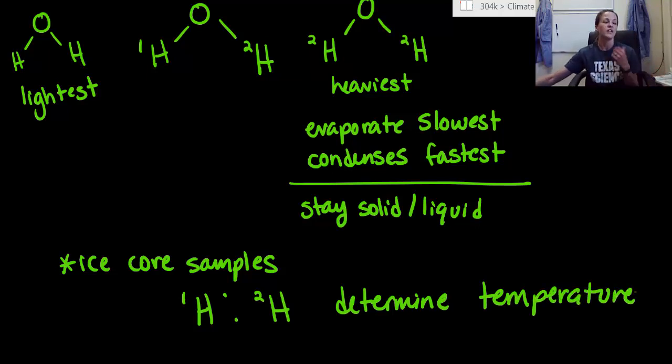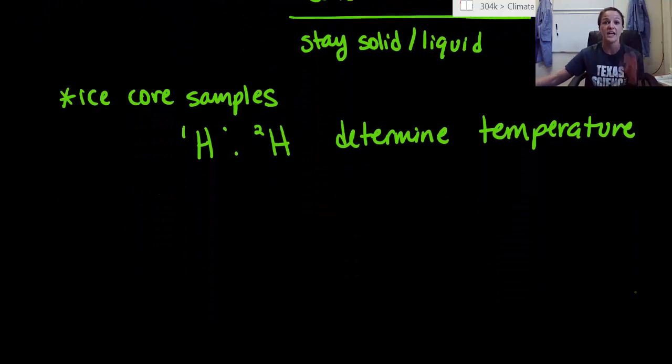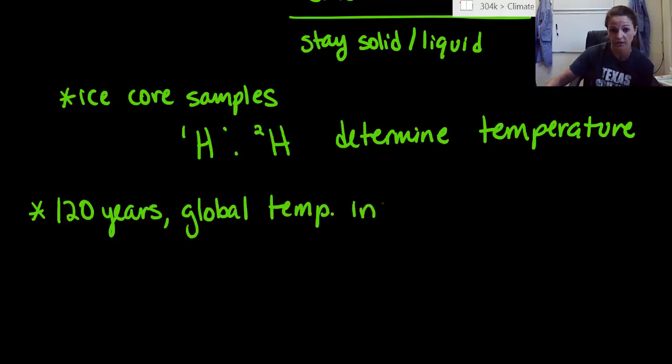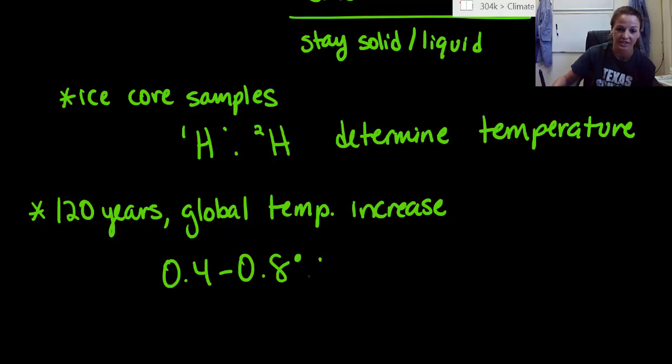Okay, so now let's talk about what we've learned. That's the technique, that's how we figure out our temperature, but what have we learned? Well, essentially, we've seen that in the past 120 years, we have seen a global temperature increase of 0.4 to 0.8 degrees Celsius.